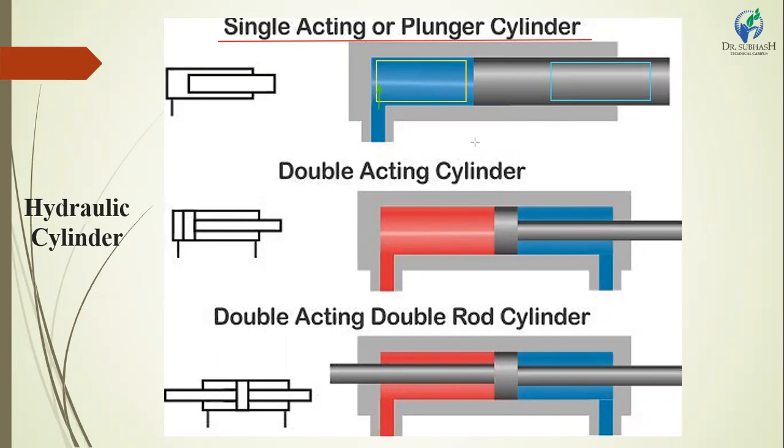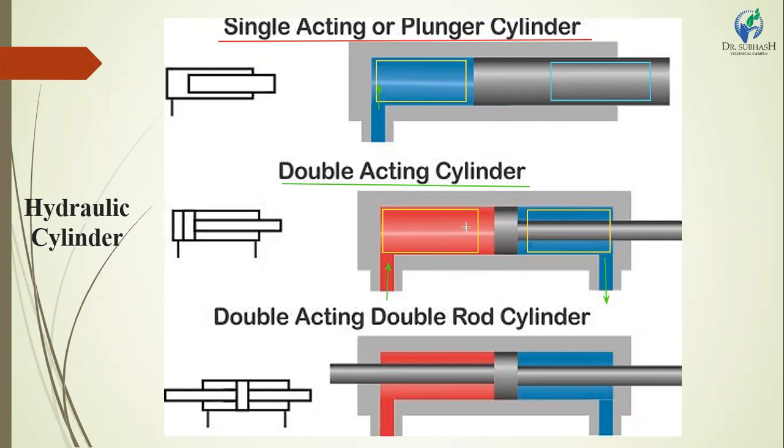The next drawing is a double acting cylinder. The double acting cylinder works on both sides of the system. This is side 1 and here is side 2. It works on both sides of the cylinder from the piston. Here you have to give one side as an inlet and the other side as an outlet.